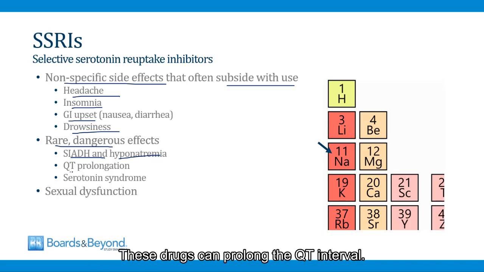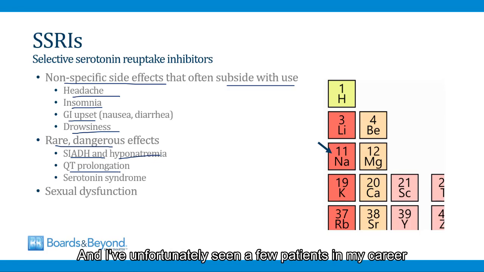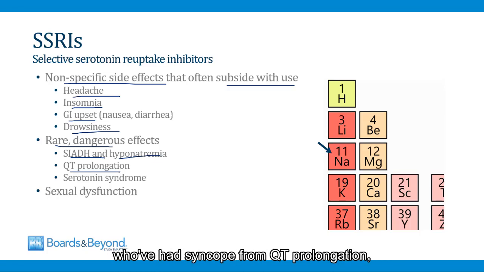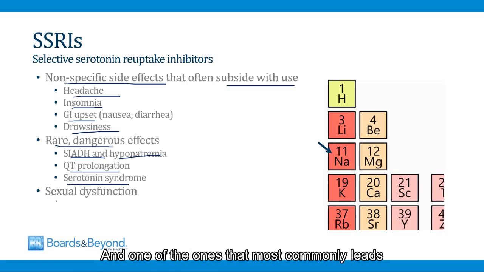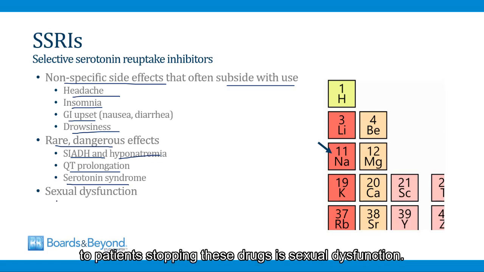These drugs can prolong the QT interval, and I've unfortunately seen a few patients in my career who've had syncope from QT prolongation and arrhythmias on SSRIs. And then as we talked about earlier, these drugs can cause the serotonin syndrome, especially if they're given together with an MAO inhibitor. And then the last side effect, and one of the ones that most commonly leads to patients stopping these drugs, is sexual dysfunction.